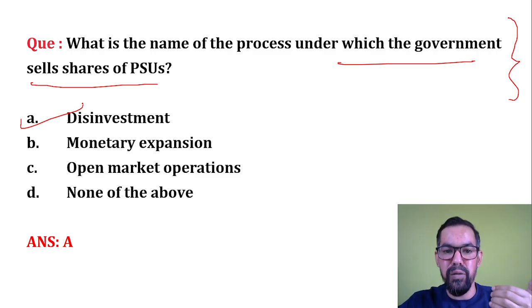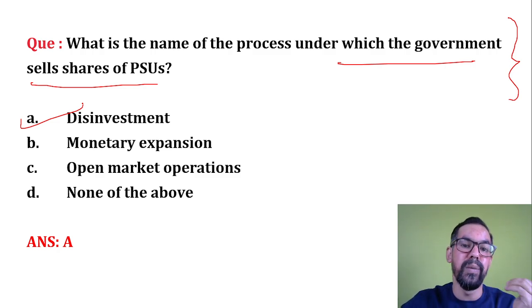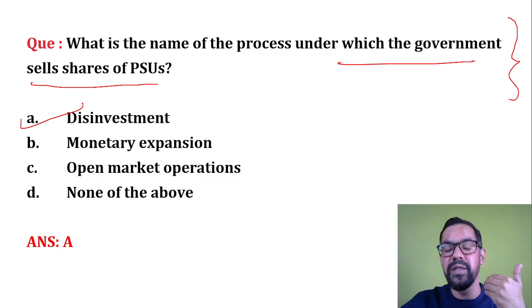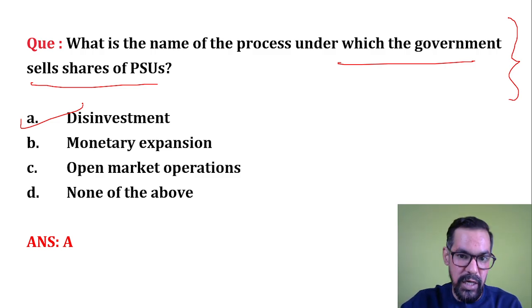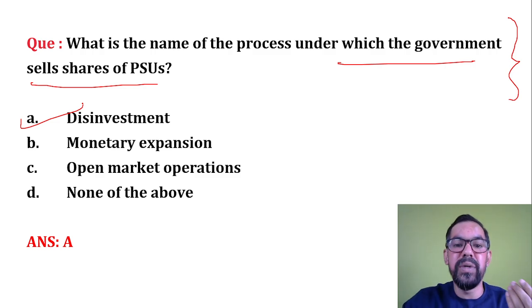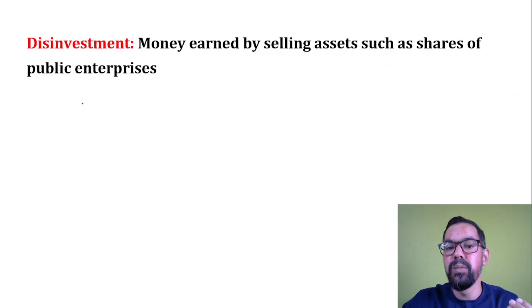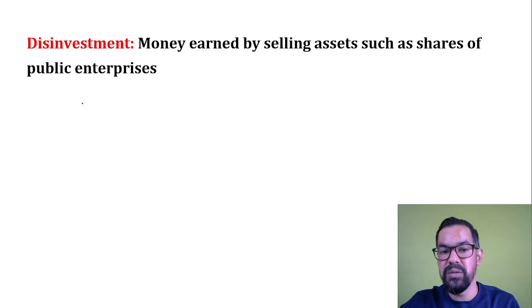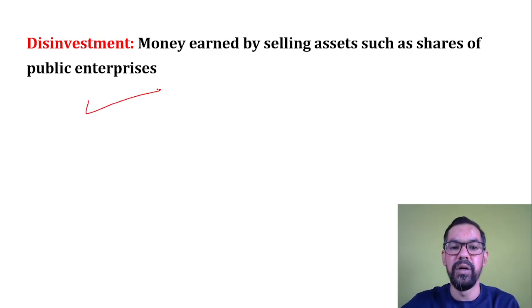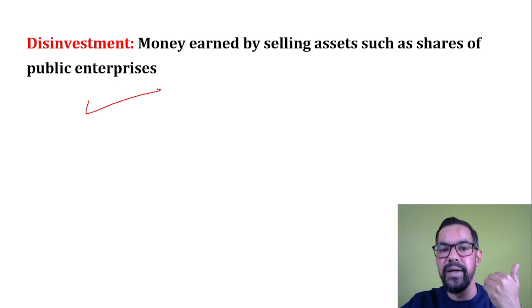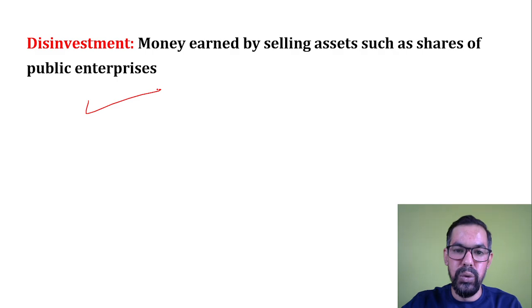Monetary expansion is part of monetary policy. When the RBI or the monetary policy committee creates liquidity in the market. Open market operation is again part of RBI's functions. It is generally the buying and selling of government securities through the RBI, which is known as open market operation. Disinvestment, I hope you guys remember, in the case of LIC, or there are so many public sector enterprises where the government of India did the disinvestment process in the last 2 to 3 years.